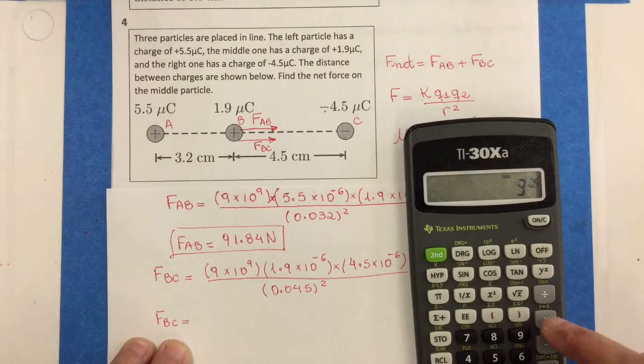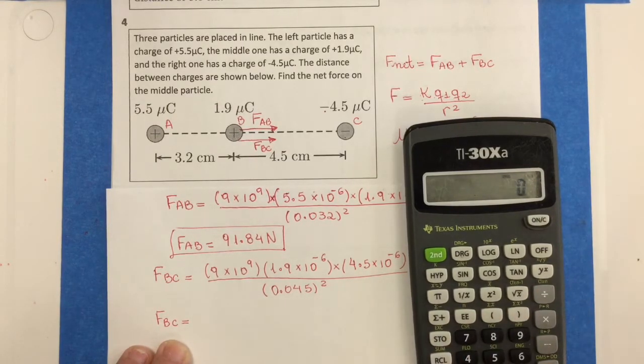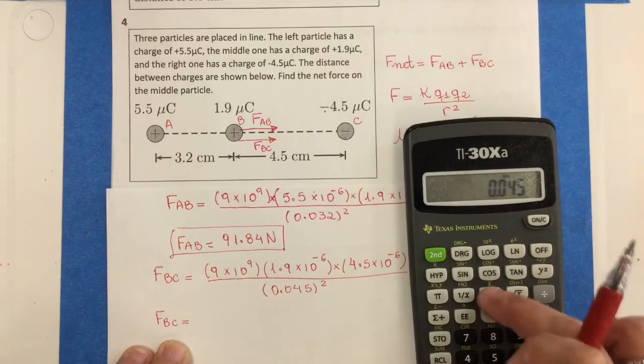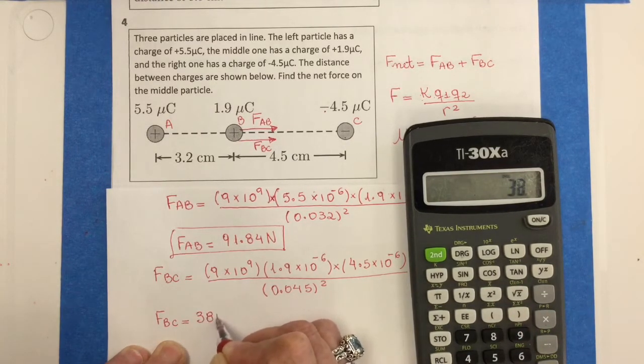9 times 1.9 negative 6 times 4.5 negative 6 divided by 0.045 squared. So this is 38 newtons.